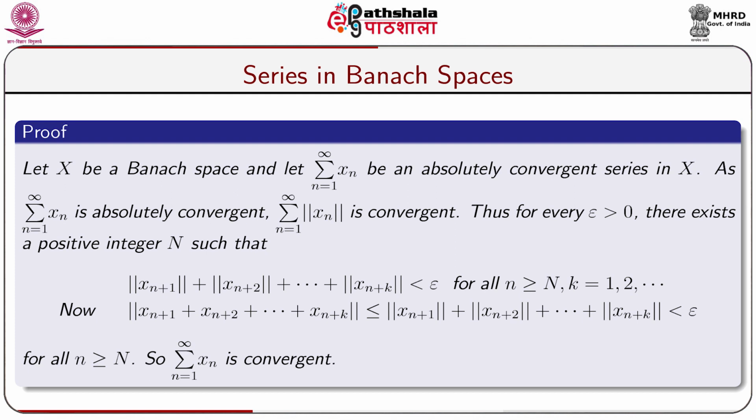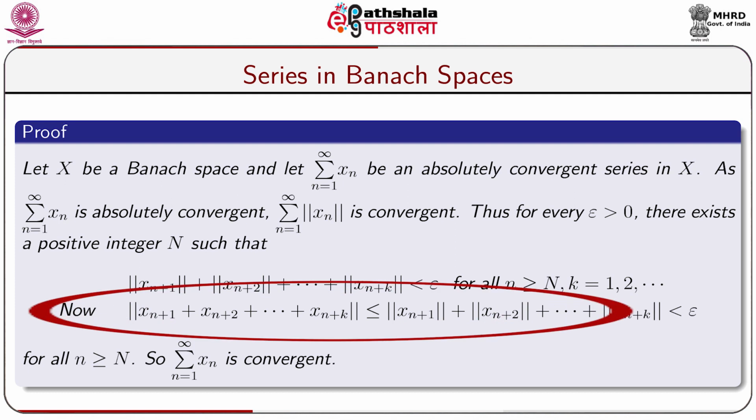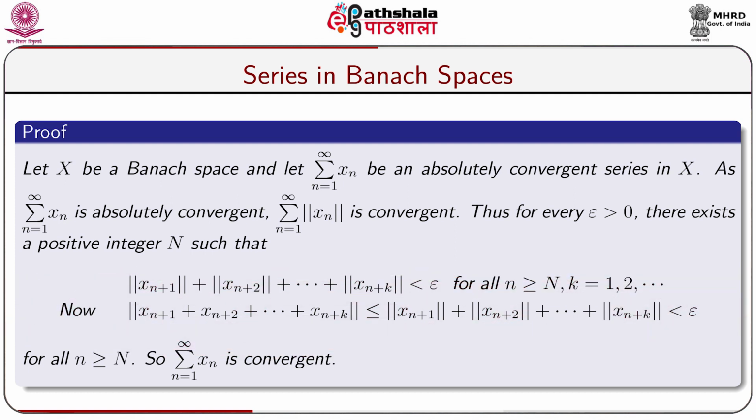Now, by triangle inequality in a nonlinear space, norm of xn plus 1 plus xn plus 2 plus dot dot dot plus xn plus k is less or equals to norm of xn plus 1 plus norm of xn plus 2 plus dot dot dot plus norm of xn plus k, which is again less than epsilon by the above condition, and it is true for all n greater or equals to capital N. So, the series, that is sigma n equal to 1 to infinity xn is convergent.